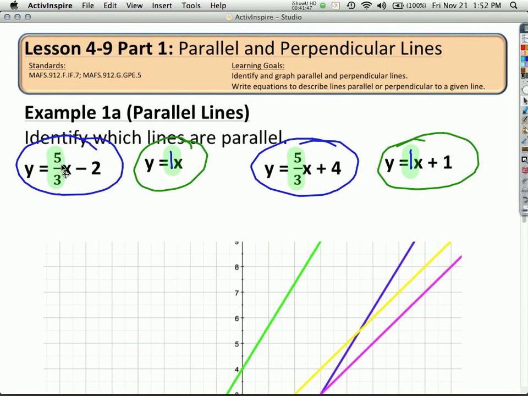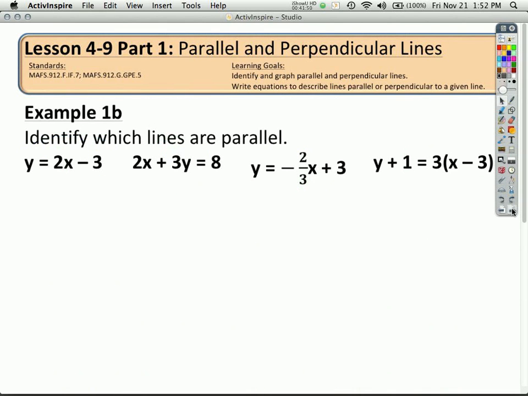This is Algebra 1 Honors, so let's take it to the real work. So now identify which of these lines are parallel.